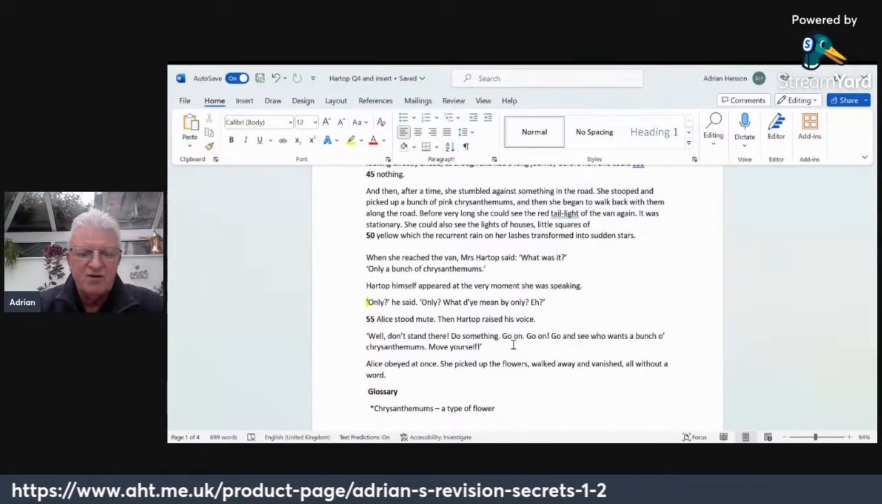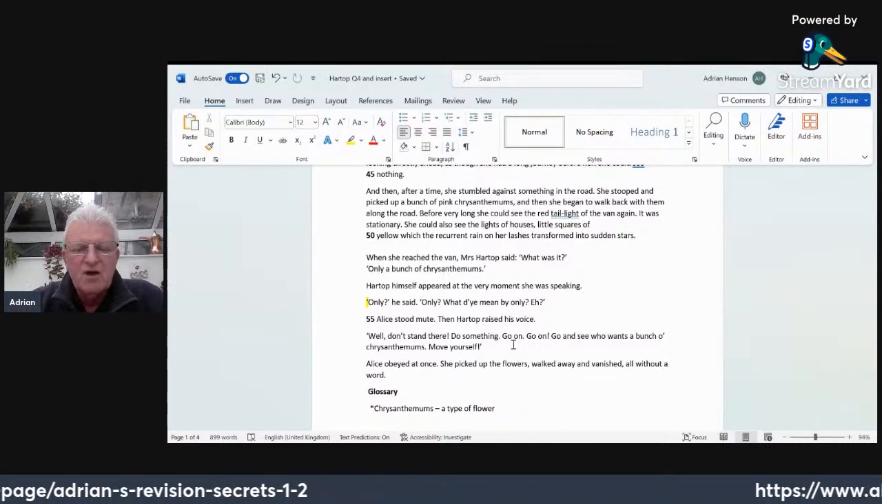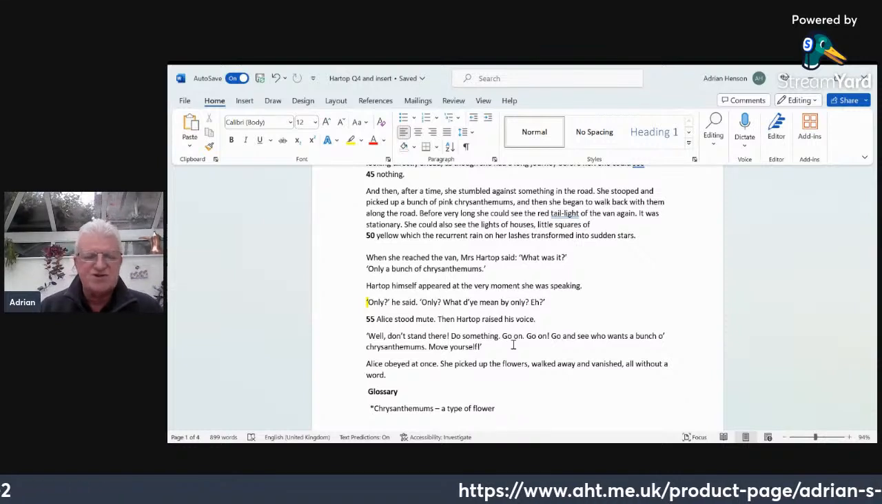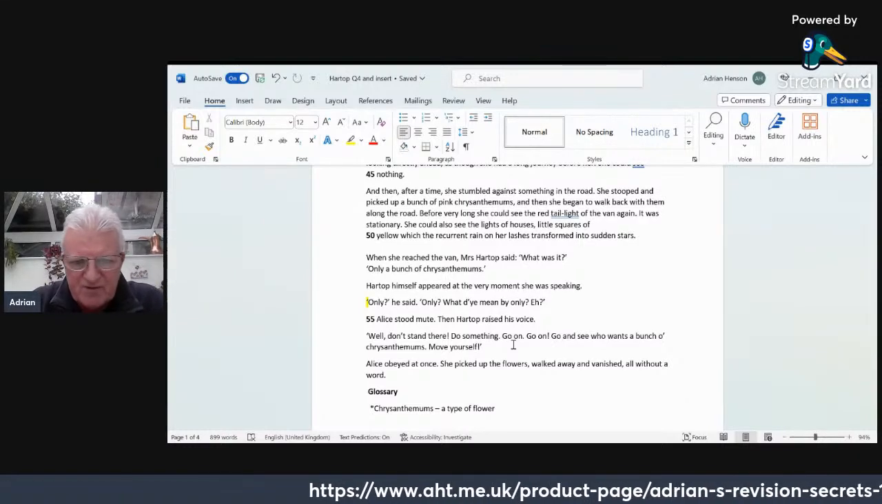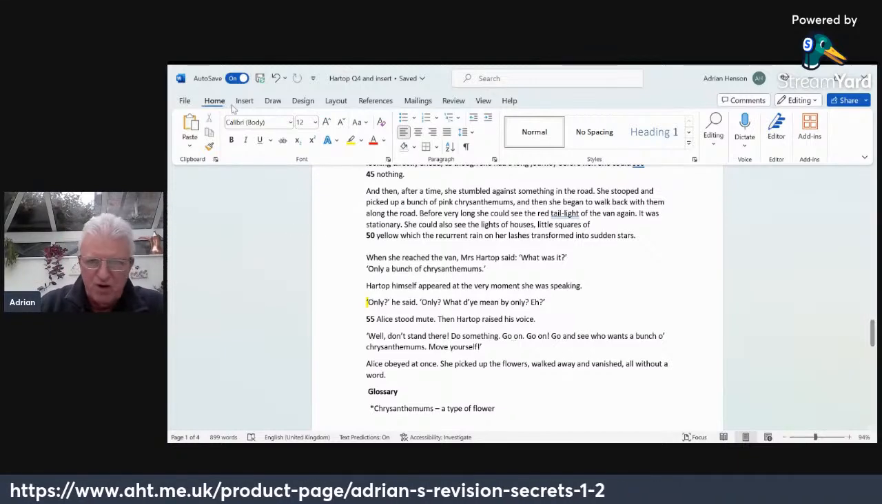And then we see the final line. "Alice obeyed at once." So there's no confrontation. There's no bursting into tears because she's been so badly upset. She picked up the flowers, walked away, and vanished, all without a word.